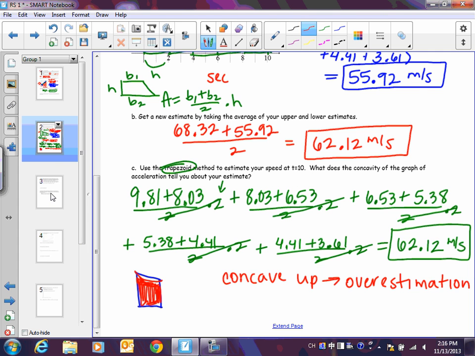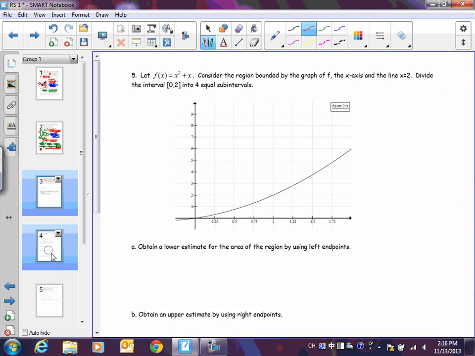Okay, so we're going to skip this page for right now. I want you to go to this one, number 5 in your packet. Not really going to get into this too much, but this is kind of the next phase of Riemann sums. What are we missing here? Points. We're not given the table. However, we are given a function.